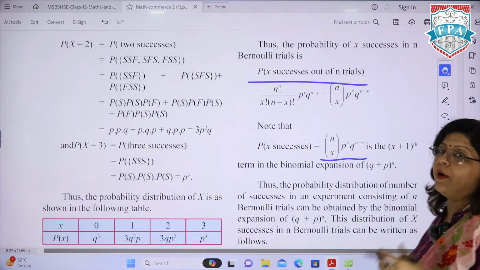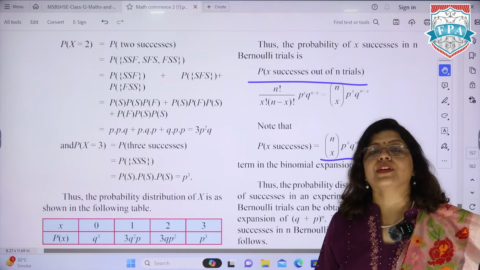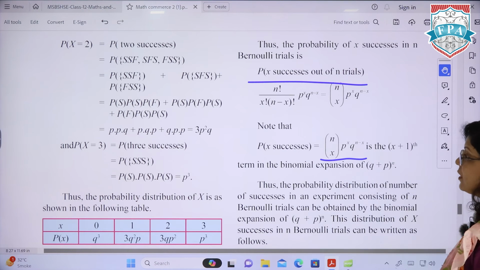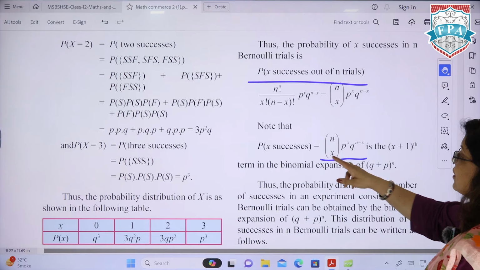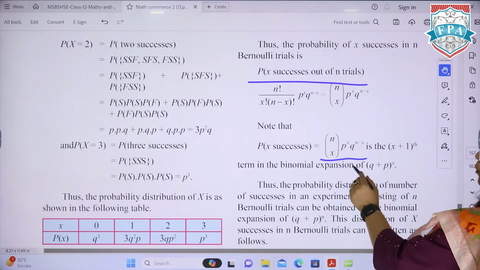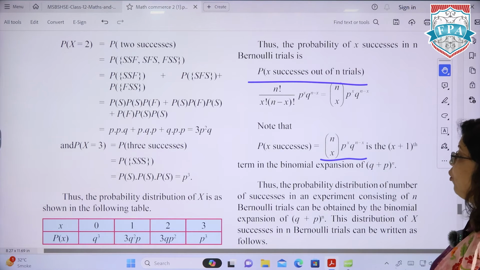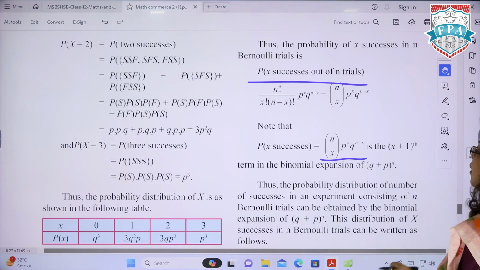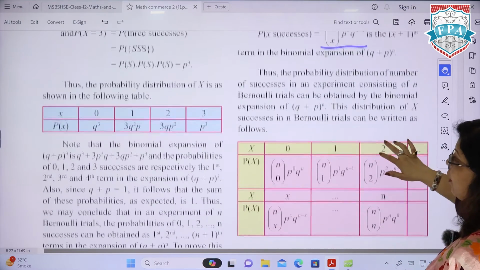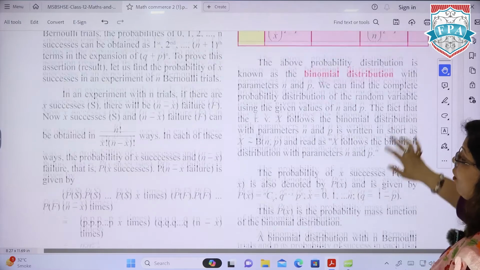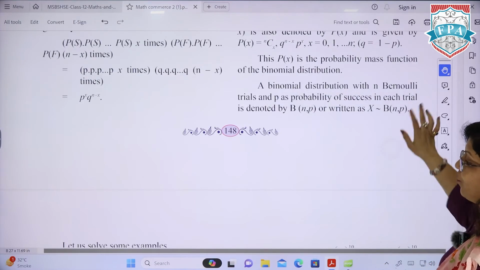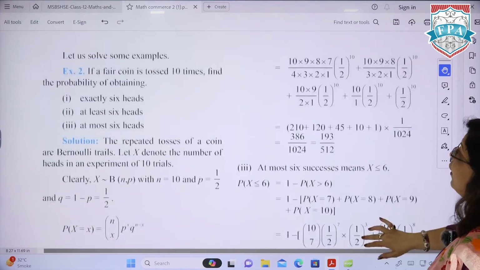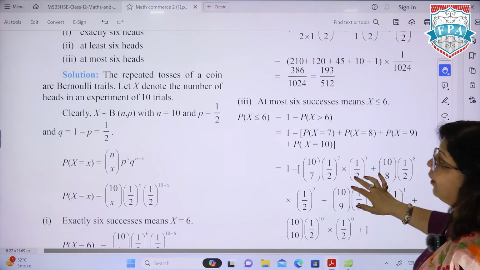Last year, if you remember, permutation and combination. So it is a combination of the things: total n chances, out of that x successes, and then p to the power x and q to the power of n minus x. So this is the formula for the probability of a particular value in case of a binomial expansion. Now let's see one example over here.